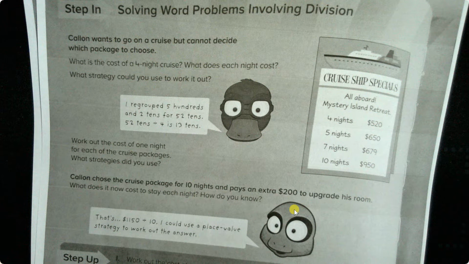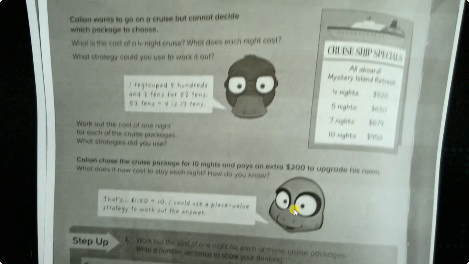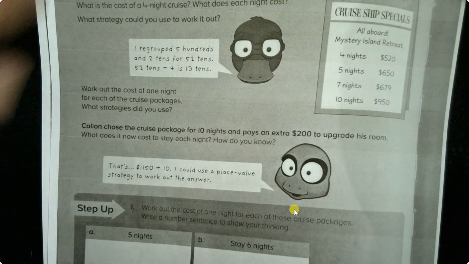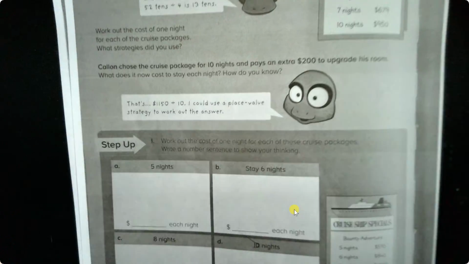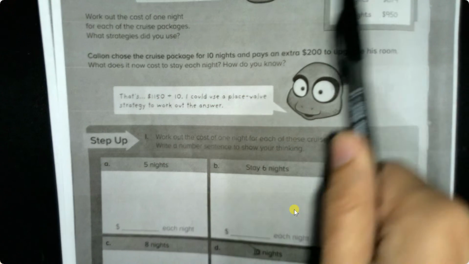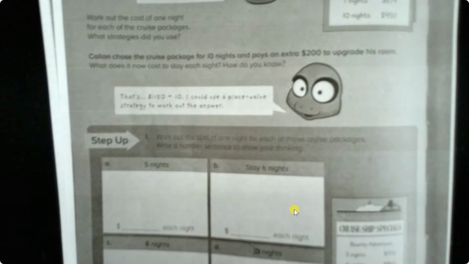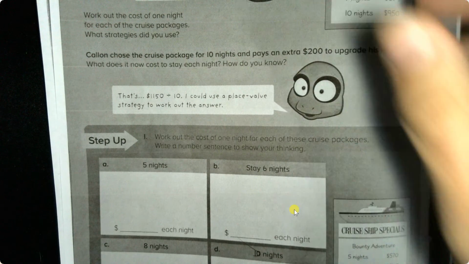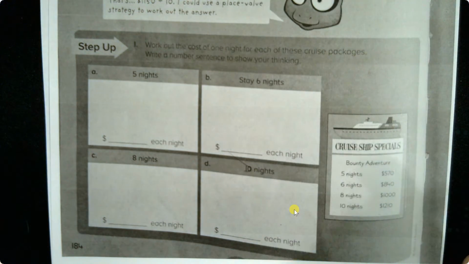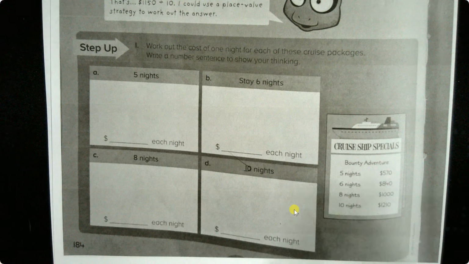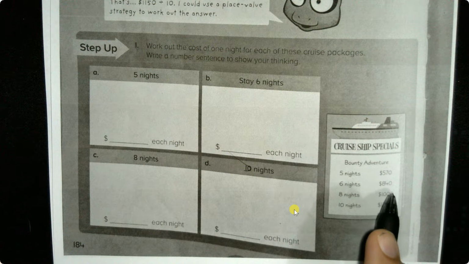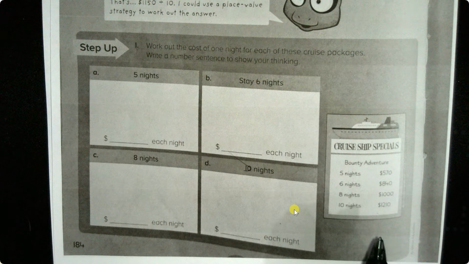Everybody, just going through some word problems involving division. Obviously we can use some of the skills that we had used earlier. So at the start, all they're talking about up here was making sure that you look at how much the costs are and then regrouping appropriately. As we can see down here, there are different costs depending on the number of nights that you stay.